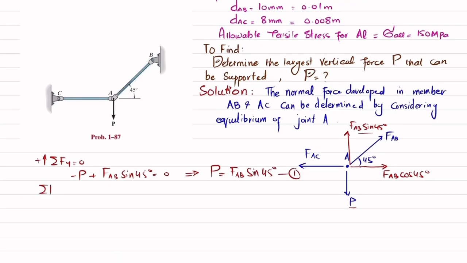Now we'll apply another equation of equilibrium at joint A, that is, the sum of all forces along x direction must be equal to 0, and force in this direction is taken as positive. So FAC is in negative direction. So minus FAC plus this FAB cos of 45 degree is equal to 0. So from here, you will get FAC is equal to FAB cos of 45 degree. And this is equation number 2.